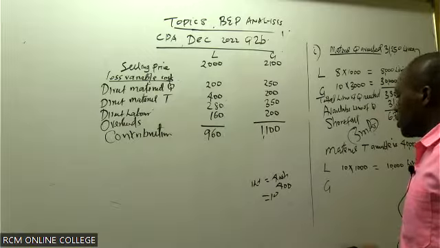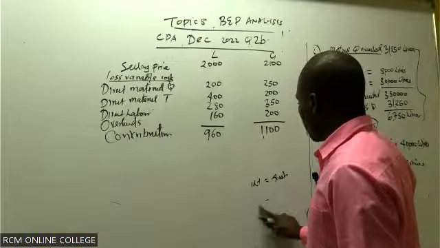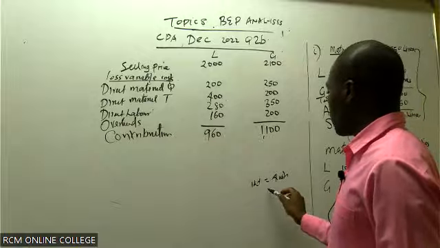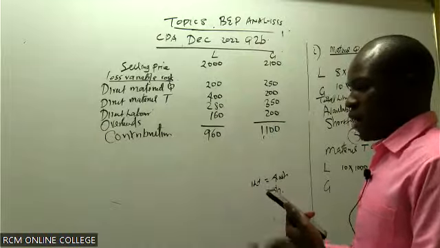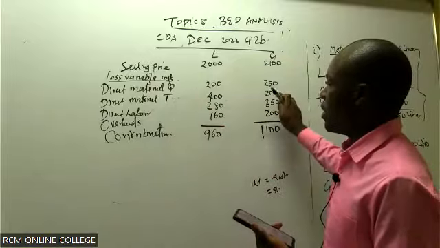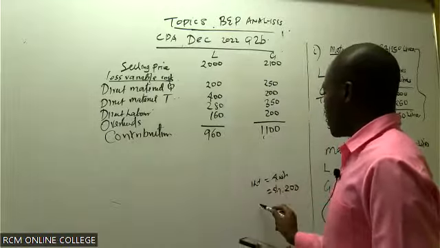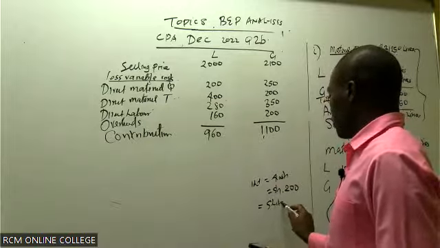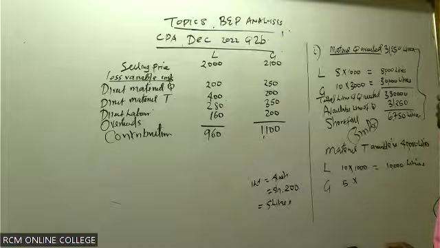Then we come to G. For them, 1 liter is equivalent to 40 shillings. But how much did they spend to produce 1 unit of G? Not 5, you are lying to me. You are given material T, 40 shillings per liter, then the amount, 200. They spend 200 shillings. So how many liters did they use to produce 1 unit of G? They used 5 liters.